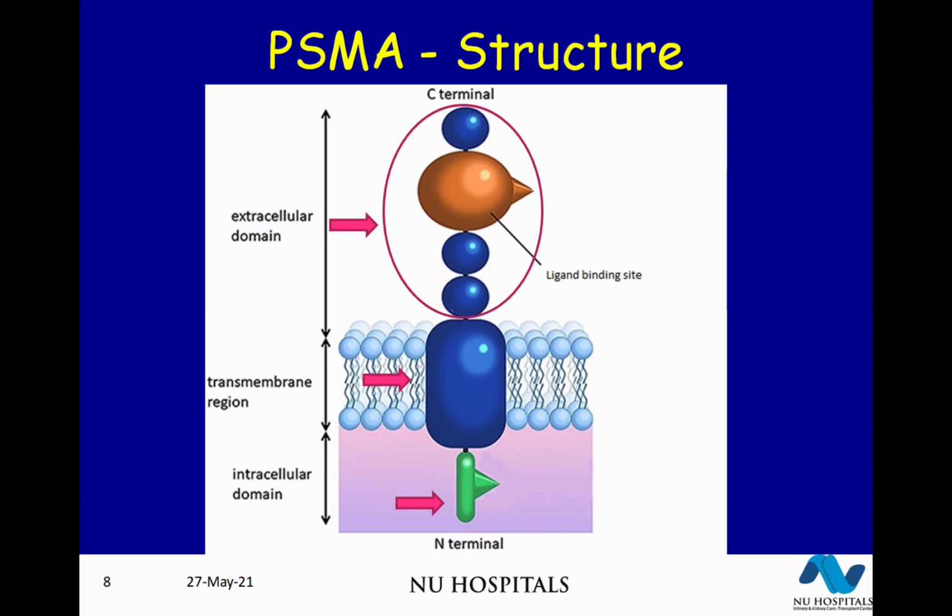So now, recently, studies were done to develop low molecular weight ligands. Of them, some are PSMA-11 and PSMA-617. These are the ligands which will attach to the extracellular domain. So the PSMA PET scans which we do now use ligands which attach to the extracellular domain. Later it will cause internalization of the tracer, which will show the uptake in the cell.